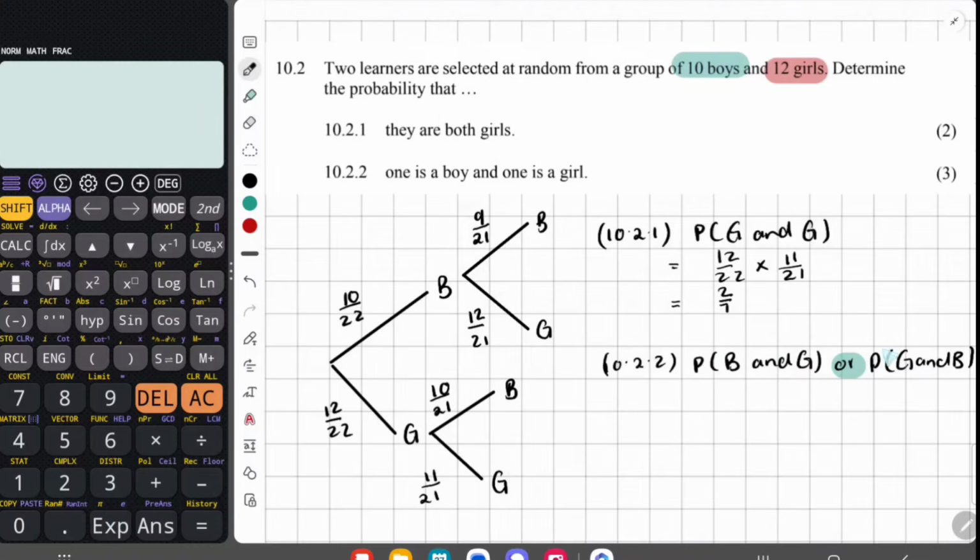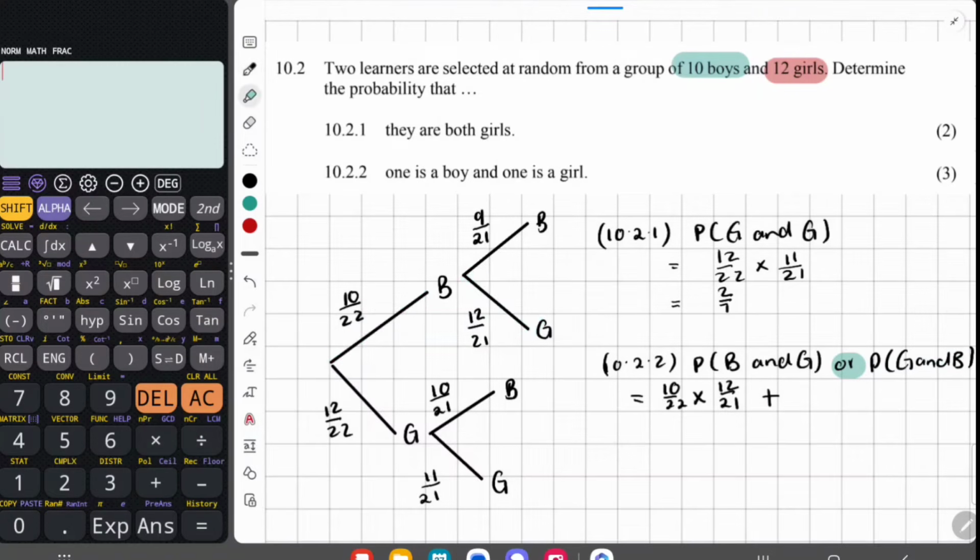Okay, so let's go ahead and look for these on here. So we're looking for the probability of a boy and girl first. So we're looking for the probability of a boy in the first pick and then a girl in the second pick. So this is what's going on here. The probability of picking a boy the first time will be 10 out of 22. And then we multiply because we have and. Multiply by the probability of picking a girl in the second pick, which is 12 out of 21. Then we have or, so we're adding that to the probability of the second case.